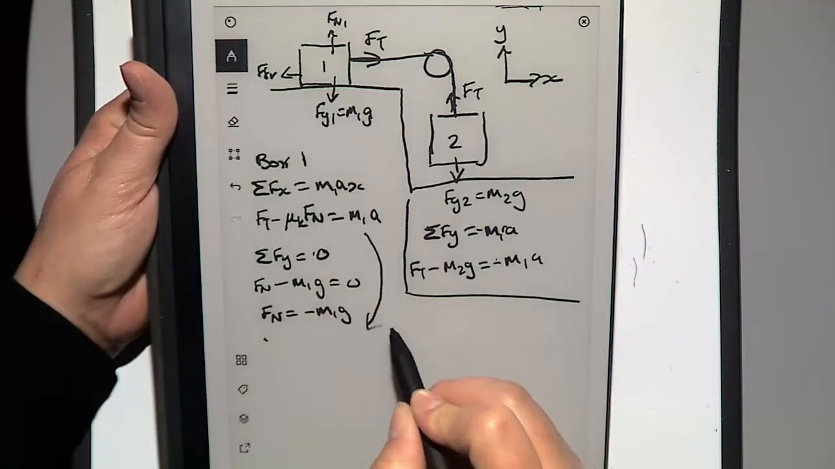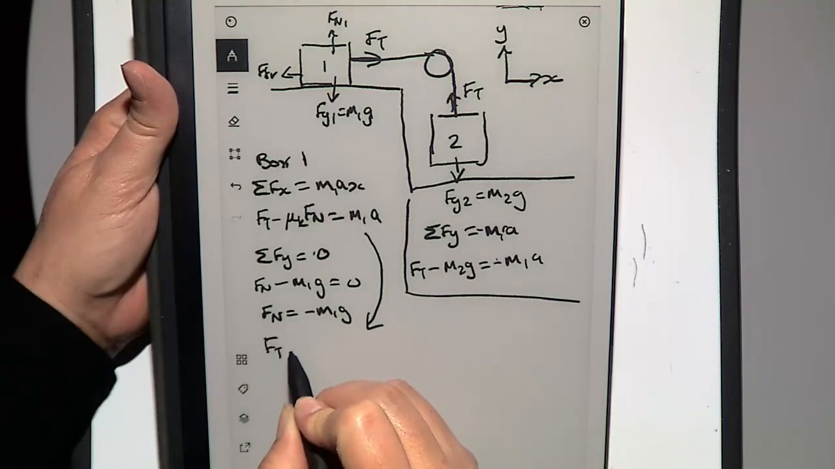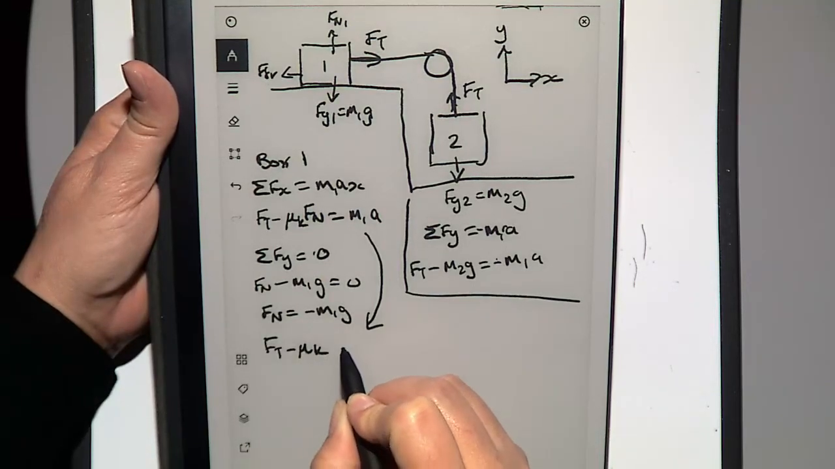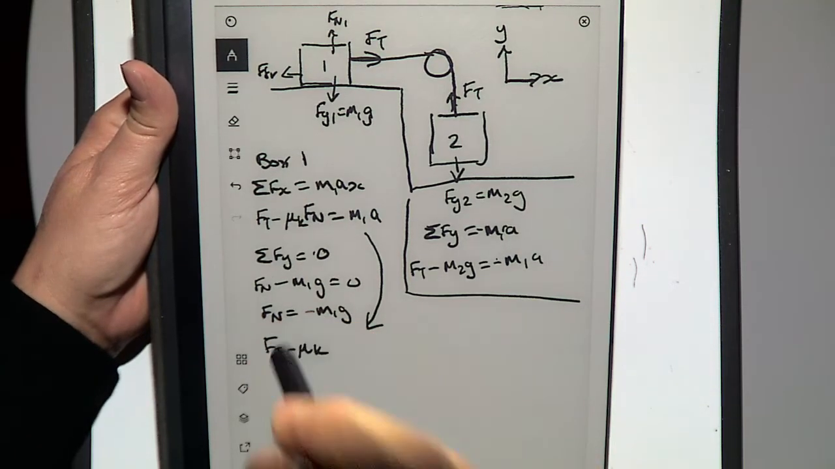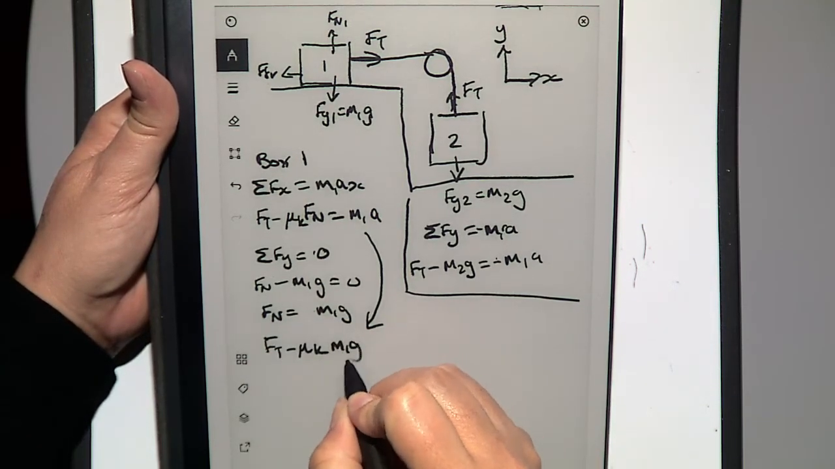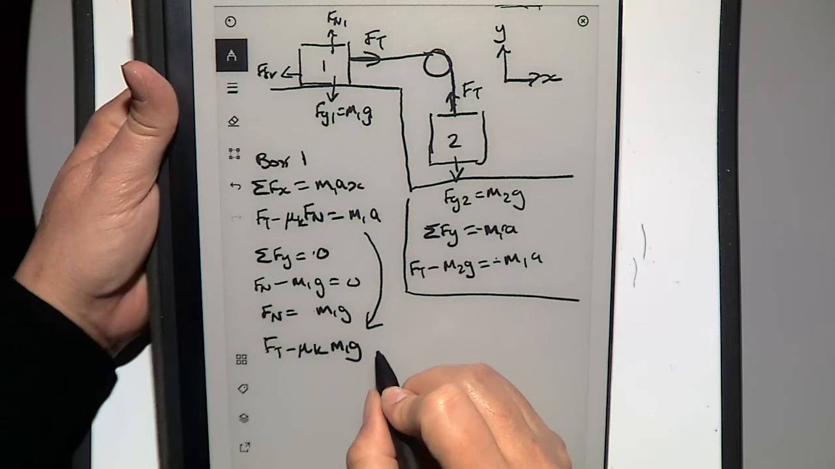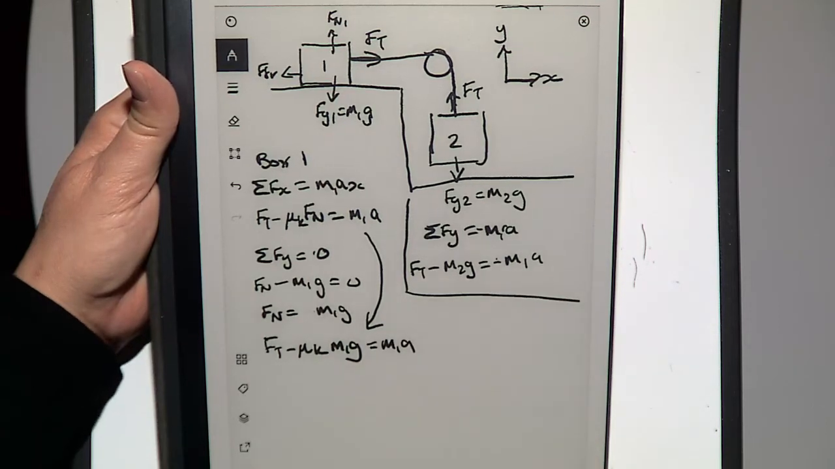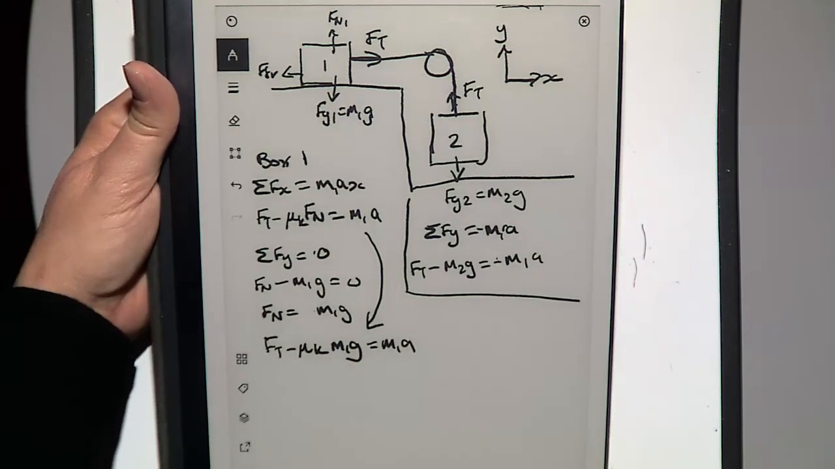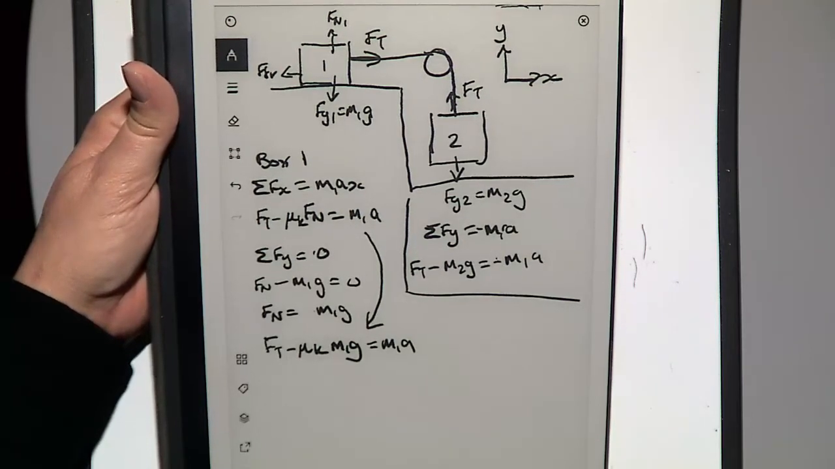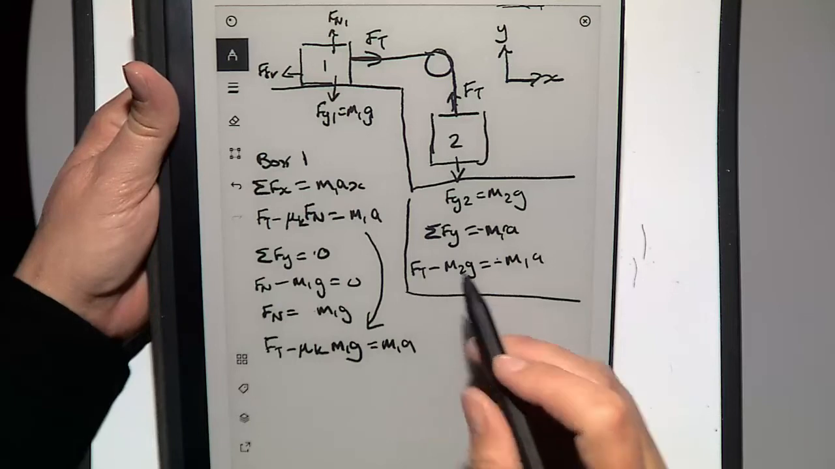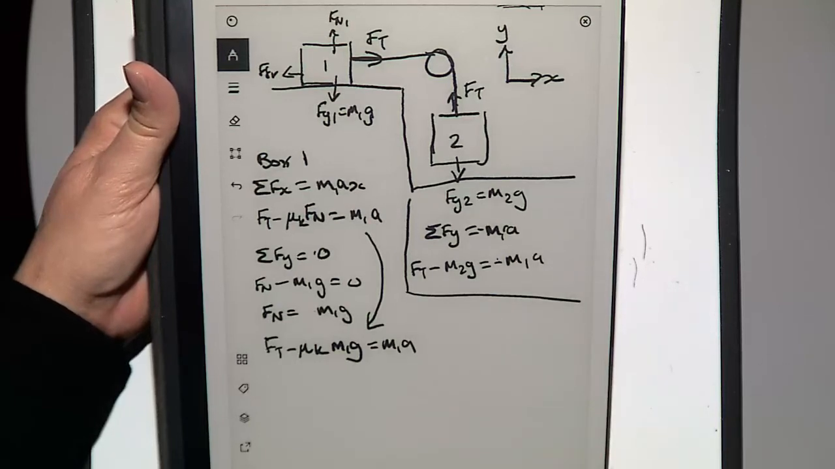I'm going to put an arrow down here. So now we have Ft minus mu k m1g, which is our normal force, and that's equal to m1a. And so we can look at that and incorporate that into the previous examples to get rid of the tension force and then find an expression for acceleration.